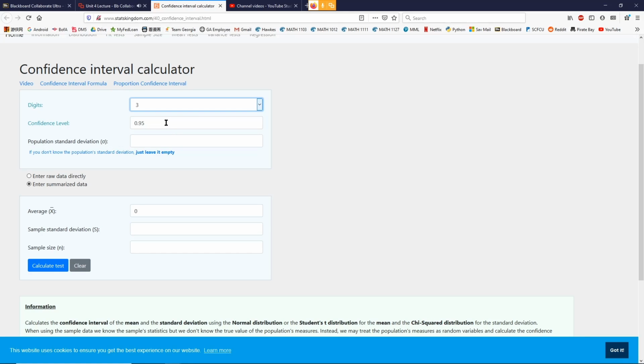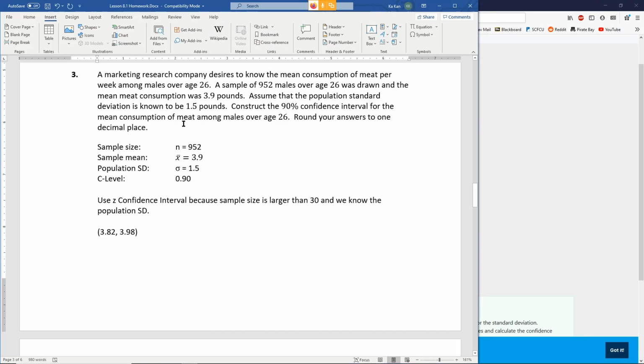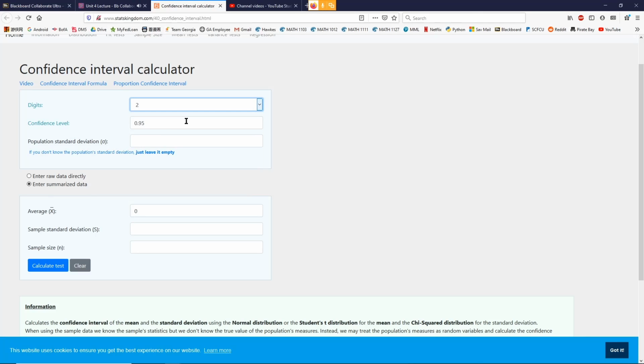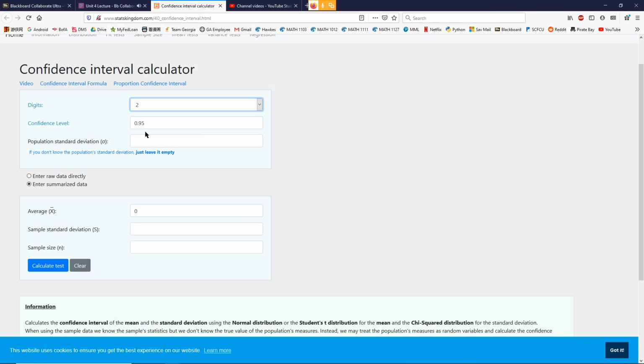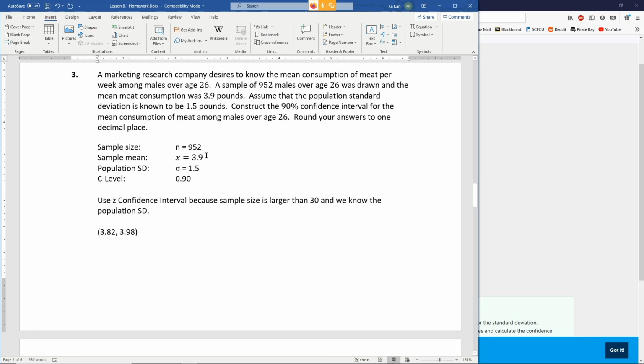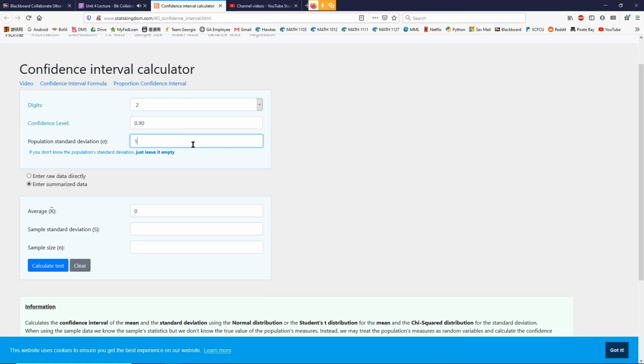All right. And what's the confidence interval? Well, actually, let's do 2 digit since I have 2 digit here. What's the confidence interval? It's 0.90, right? What's the population standard deviation? This is the key. If you leave it blank, then you're going to be using T confidence interval. But now we're going to use Z since we know it. So 1.5 is the population standard deviation.